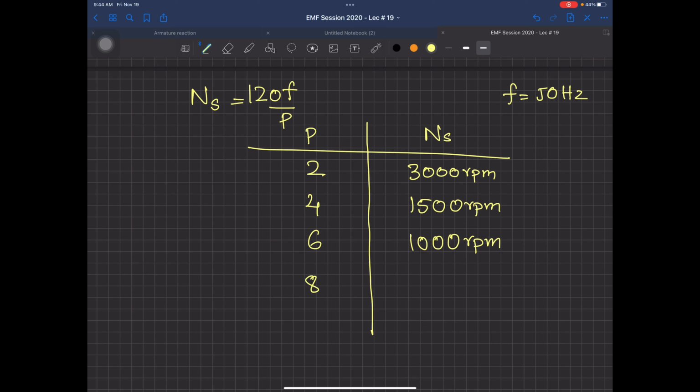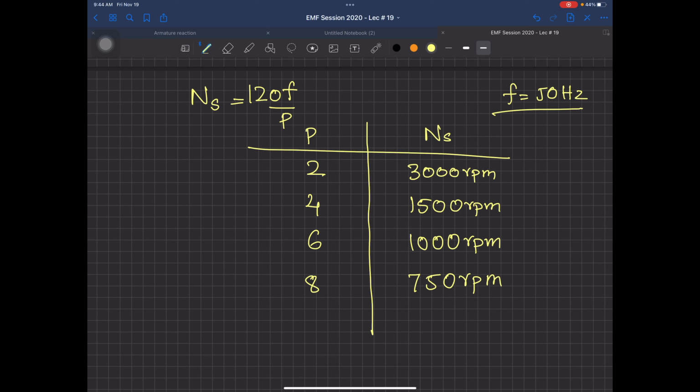If you have 8 poles, this is for Pakistan, remember, because in Pakistan the frequency is 50 hertz. That's why I'm taking 50 hertz. If you're doing this calculation anywhere else, maybe the USA, then it will be different. So for 8 poles, 750 RPM.